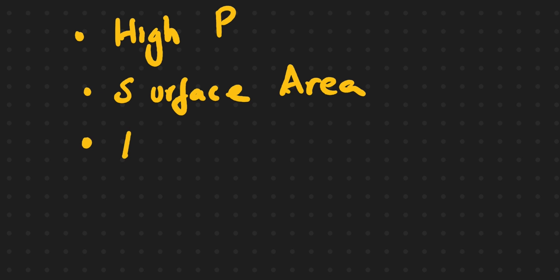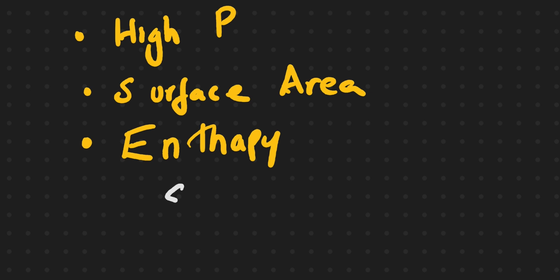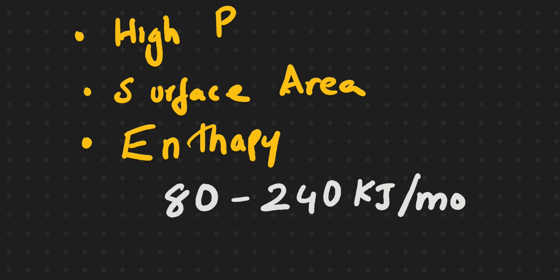And the last one, as we said, is the enthalpy of adsorption. Since there is a chemical bond forming, whereas the previous time it was a van der Waals force, since it was weak, the enthalpy was less. But here it is a chemical bond formation. Since it is a strong bond, the enthalpy of chemisorption will range from 80 to 240 kilojoule per mole. So that's it for the characteristics.